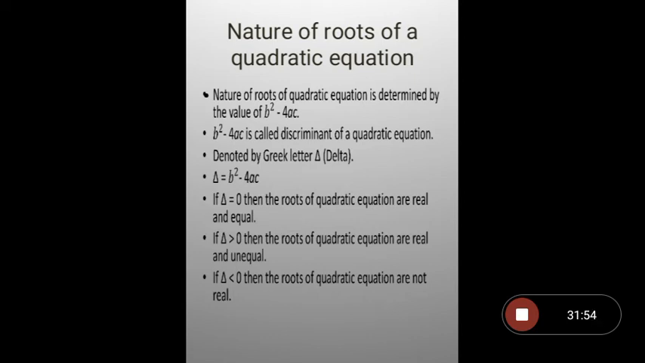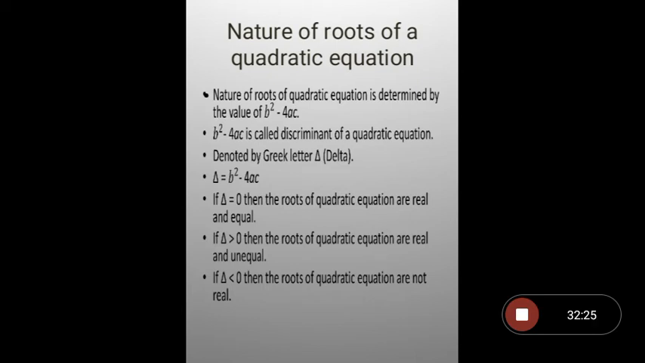If this value is 0, then in the formula minus b plus minus root b square minus 4ac upon 2a, the value of the root becomes 0 and the value of x is only minus b upon 2a. That means we can say the roots of the quadratic equation are real and equal. Both are equal and real when delta is equals to 0.